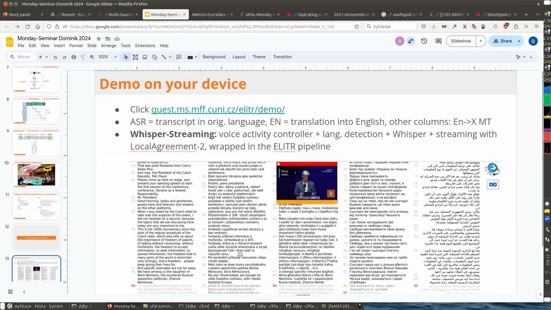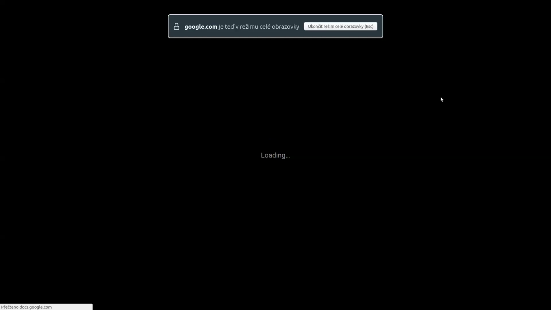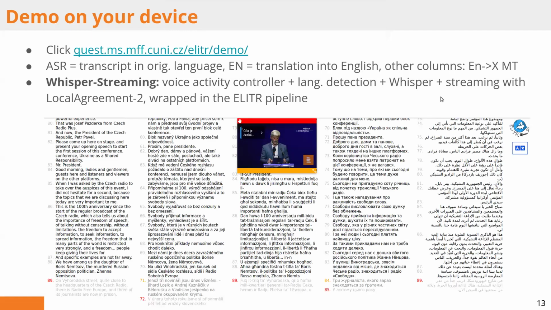Yeah, and this is how the demo can look. And the tool that is running in the background for the speech to text translation in simultaneous mode is called Whisper Streaming. It's the tool that I implemented as a demonstration in the thesis.